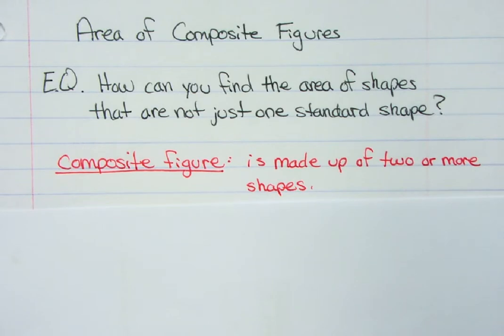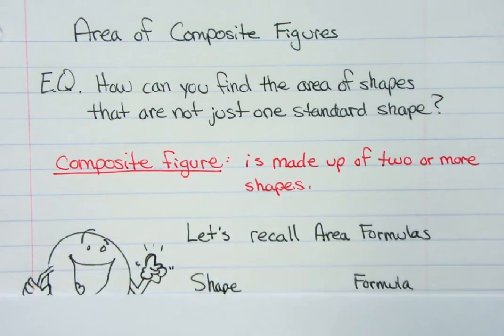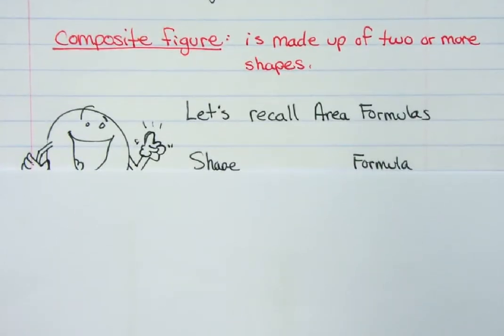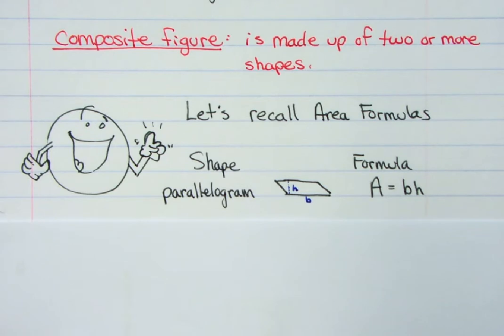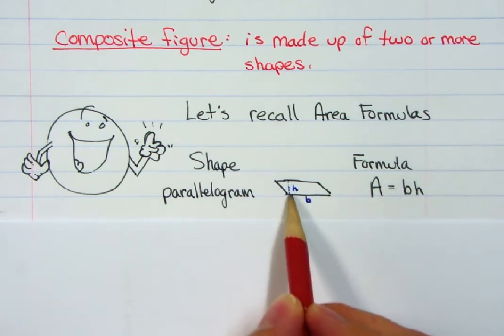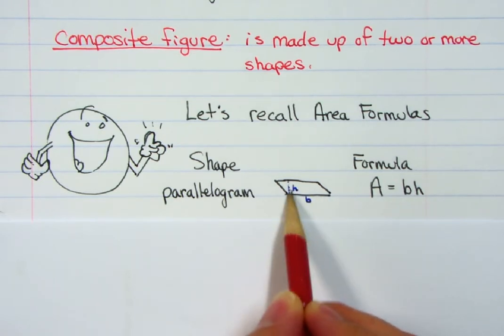Okay, and when we talk about shapes, we're talking about the ones you're accustomed to: circles, squares, triangles, other parallelograms, trapezoids, things of that nature. So let's recall all the area formulas that we know of so far. So we've got a parallelogram. That's base times height. The height is not the slant height, but it's the perpendicular height, right? The height that goes from the base straight up.